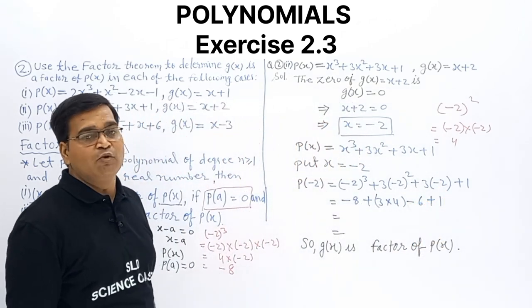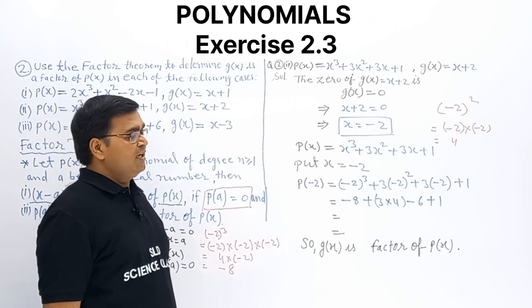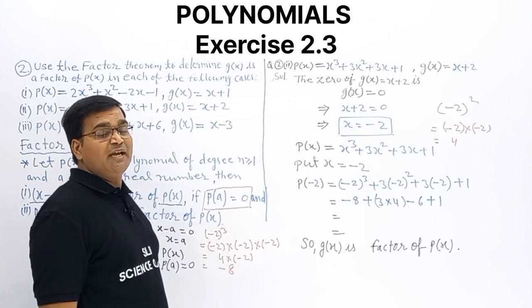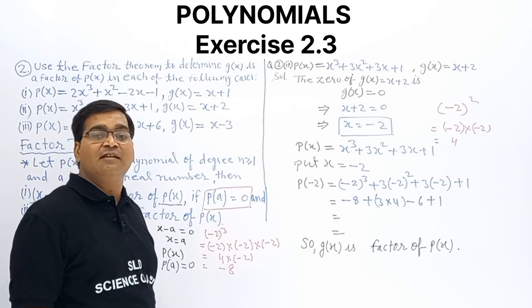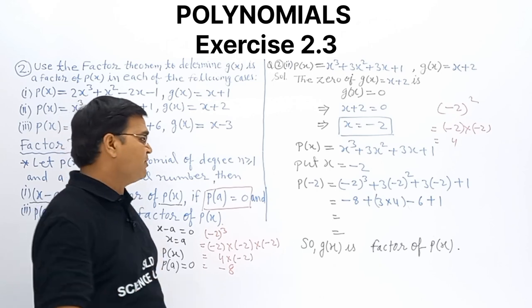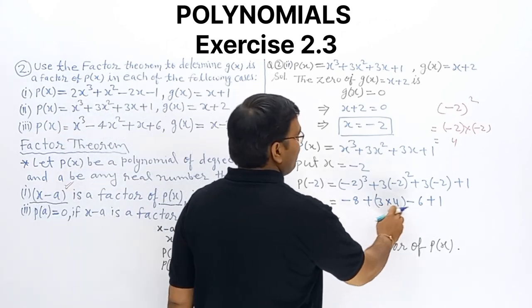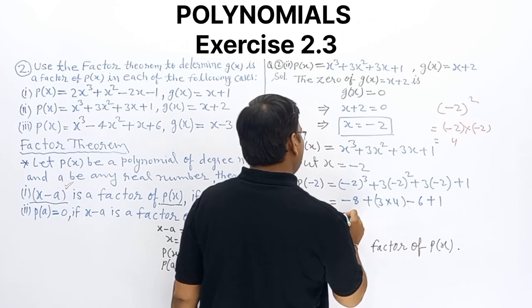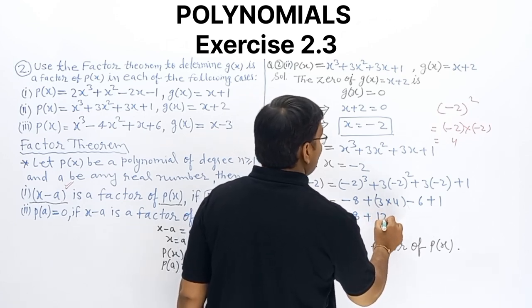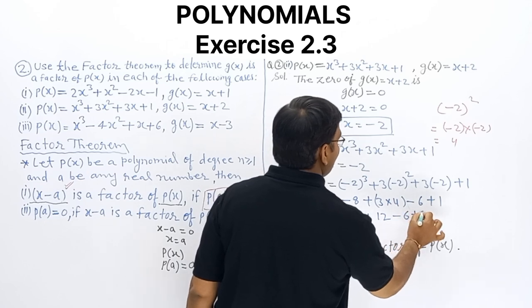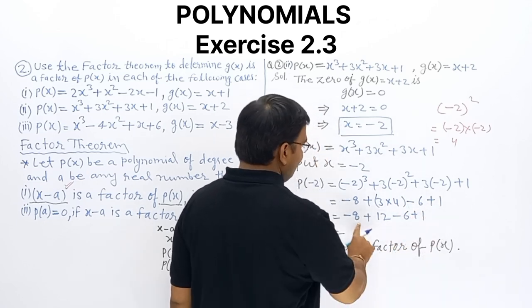Now first we will do the multiplication. Why? In BODMAS, first we solve the bracket, then of, then division, then multiplication, then addition and subtraction. So first we will solve this multiplication. Minus 8 plus 4 times 3 is 12, minus 6 plus 1. Now negative is what?